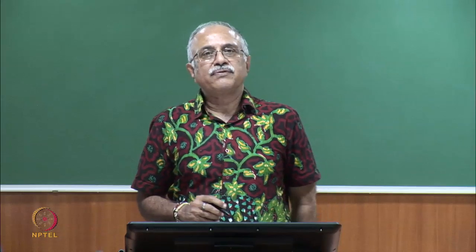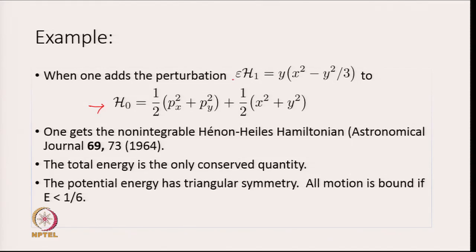So, to the system of 2 harmonic oscillators that we had started with, if we now add this particular perturbation, which is y times x squared minus y cubed divided by 3, one gets a very famous non-integrable Hamiltonian system that was first written down by Michel Hénon and Carl Heiles in the Astronomical Journal in 1964, very shortly after Lorenz's study of the Lorenz attractor in 1963.